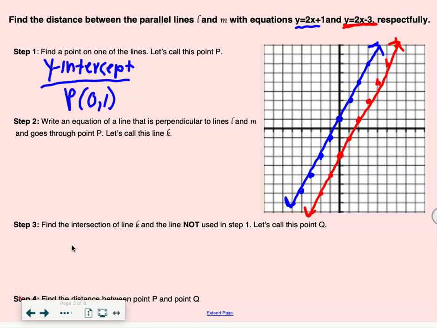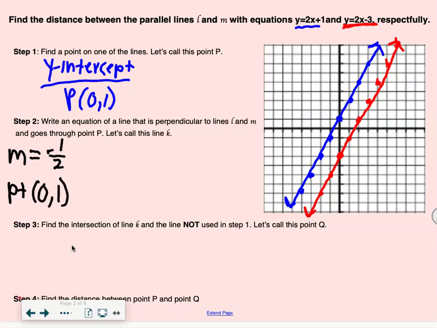Now after that step, it's exactly the same thing that we were doing on Friday. Now it says write an equation of a line that is perpendicular to L and M that goes through point P. We'll call this line K. What does my slope need to be if it's perpendicular to those two lines? Opposite reciprocal, negative 1/2. So that's my slope. And what point do I want to go through? The one we just found. Yep, 0, 1.